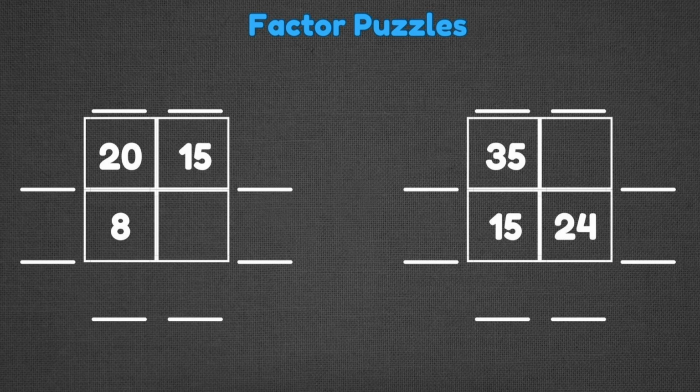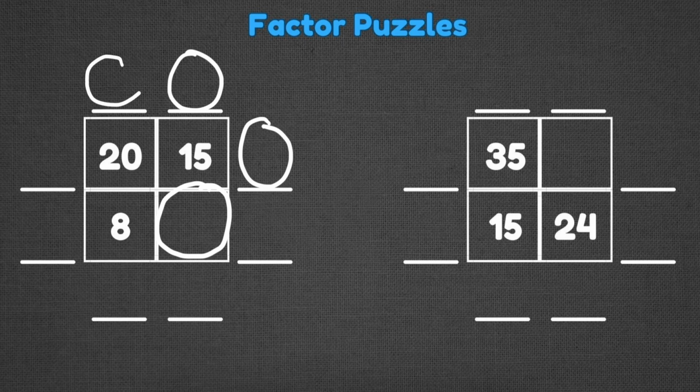Let's jump right in. If we look at the factor puzzle on the left, we see the numbers 20, 15, and 8. Those are multiples, and there's one multiple that's missing right here. That's the last piece of the puzzle. The outside of the factor puzzle is where all of the factors go. Let me explain how to solve it.